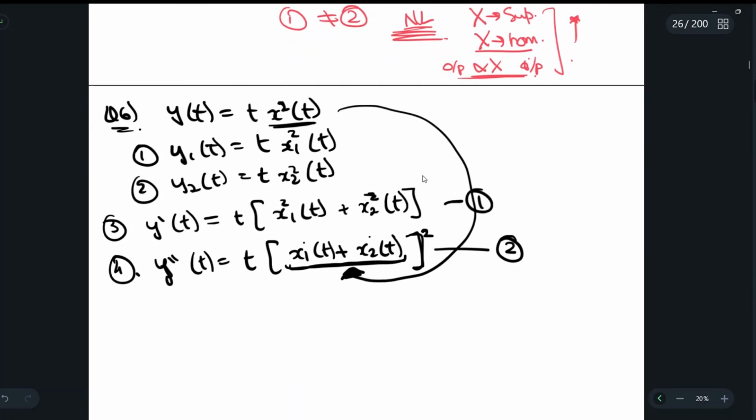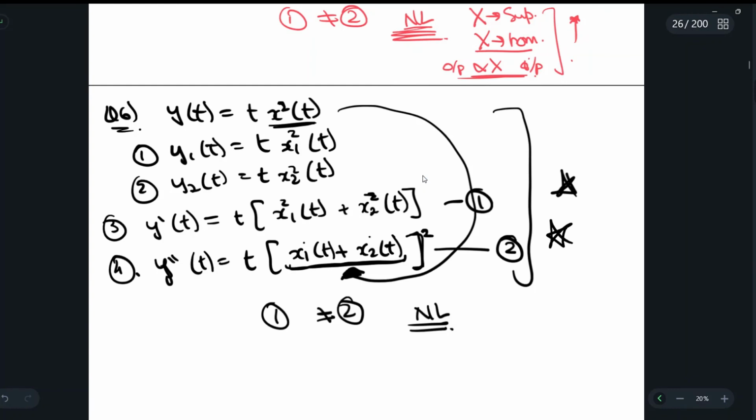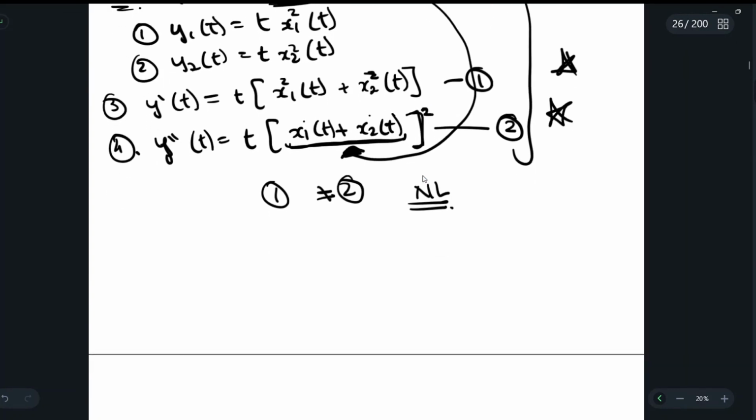Now if you see that equation number 1 and equation number 2 are not equal, so we will say that the system is non-linear. I hope you understood this question. This was a tricky question, and star mark it in your notebook. Now guys, let us move on to the seventh question.